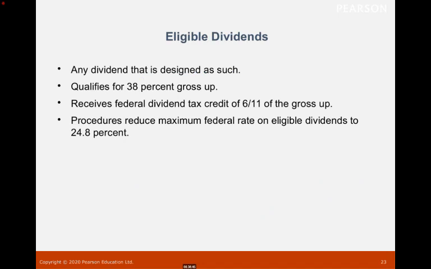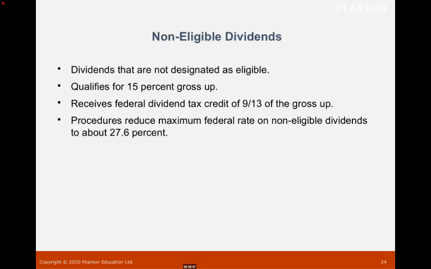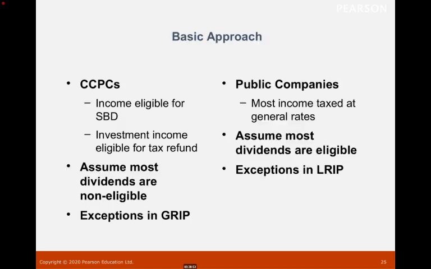So we've already defined eligible dividends, and there again, non-eligible dividends. You guys learned that back in Tax 1. CCPCs, their income is often first eligible for small business deduction. We learned that in Chapter 12.